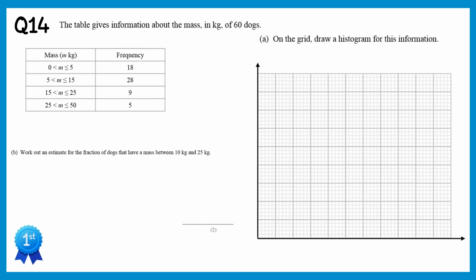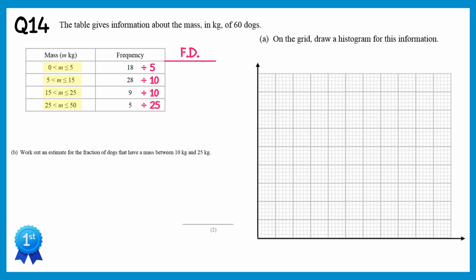To draw a histogram, you first of all need a frequency density column. To work out frequency density, you do frequency divided by class width. So we'll go through each of the classes. The first one goes from 0 to 5, that's a class width of 5. The next one goes from 5 to 15, so that's a class width of 10. Then 15 to 25 is also a class width of 10. And the final group, 25 to 50, is a class width of 25.